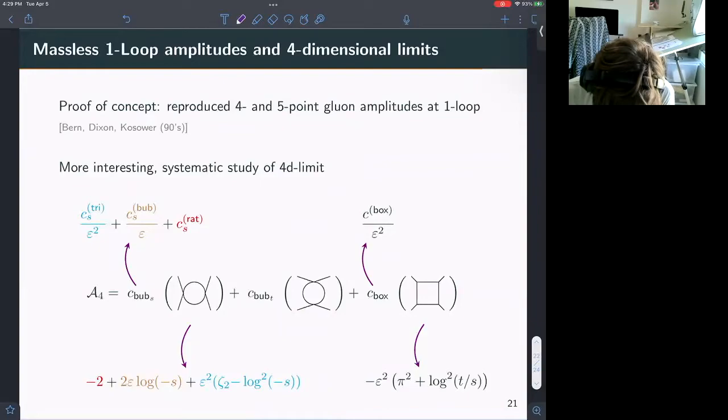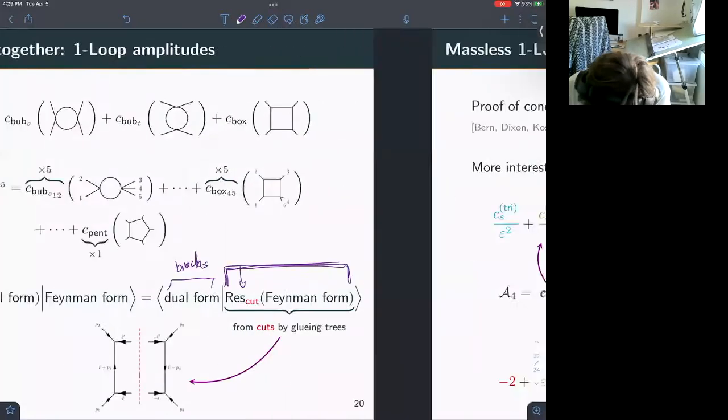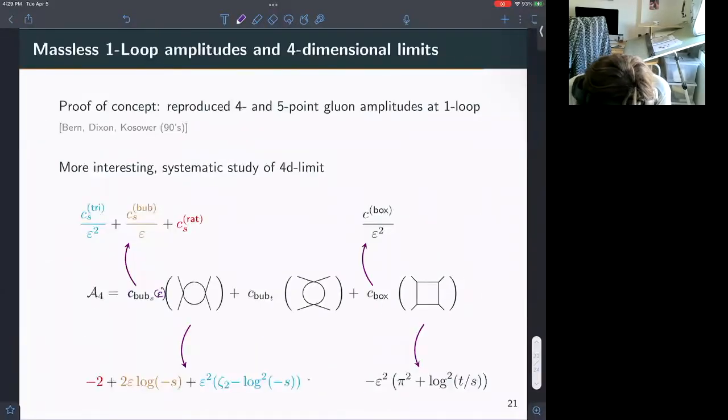We have the generalized unitarity coefficients to all orders in epsilon. I'm not sure what to do with that, but that's okay. And I think the more interesting part of our study is that we systematically looked at the 4-dimensional limit of this formalism, where we make the epsilon dependence of these coefficients explicit, and we look at these integrals and their expansion in epsilon.